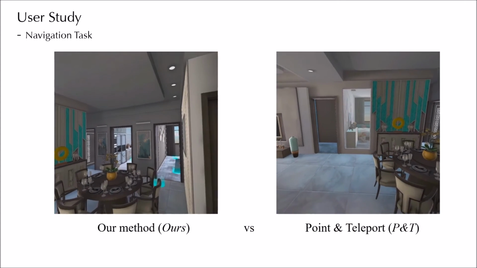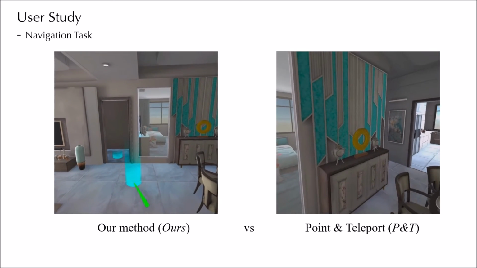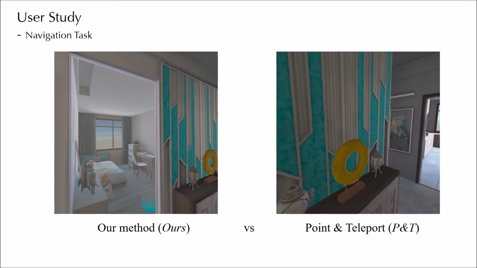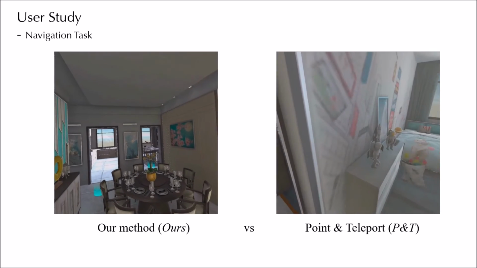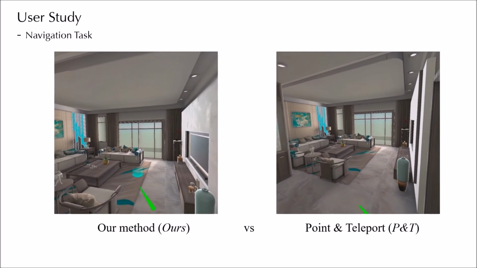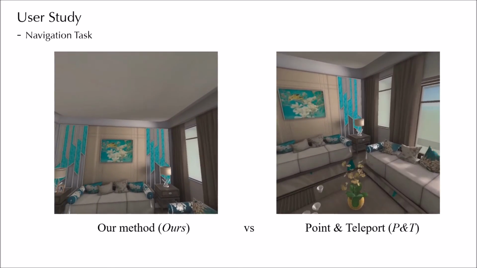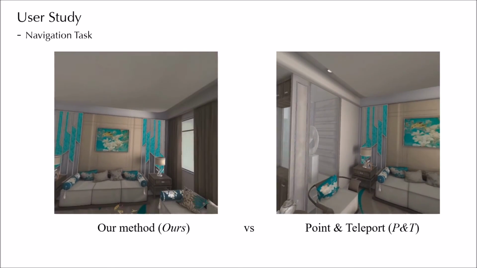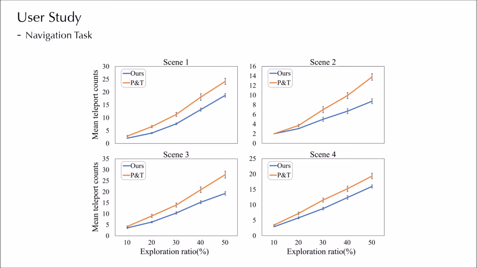We conducted a user study consisting of 2 tasks. In the navigation task, we compare our method with the conventional point and teleport approach that requires users to manually determine teleport positions. Our method improves the navigation efficacy. To reach the same exploration ratio of scenes, participants generally performed a fewer number of teleports using our method compared to the point and teleport method.